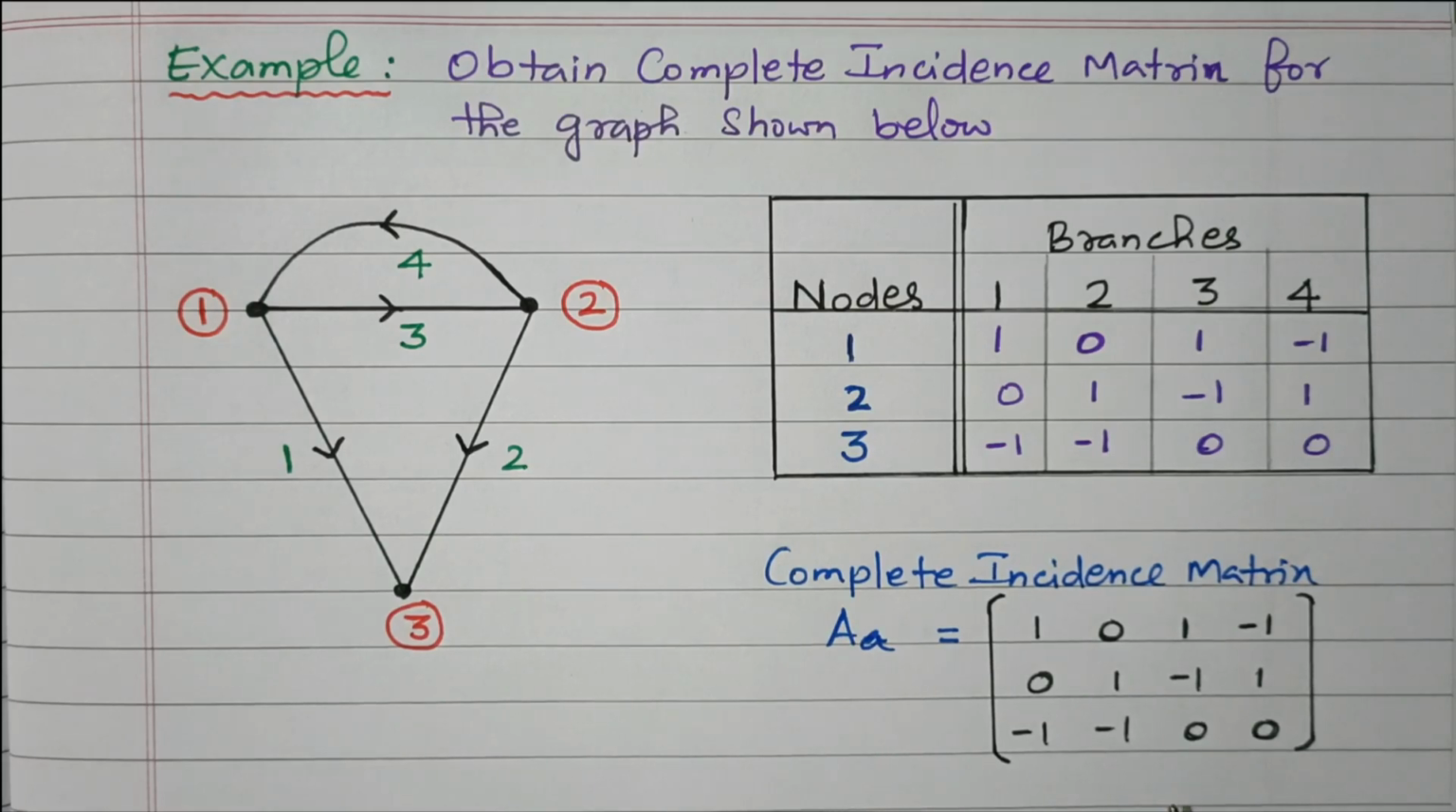So it will give the details about the branches, whether it is going inside or outside, whether it is connected or not connected. That information can be gathered from this complete incident matrix. So in this video we discussed what is meant by complete incident matrix, what are the properties, and also we solved one example problem. The important property of the complete incident matrix is if we add each and every column's elements, it will give 0. Sum of each and every column's elements is 0.